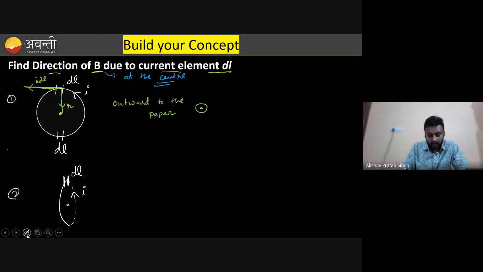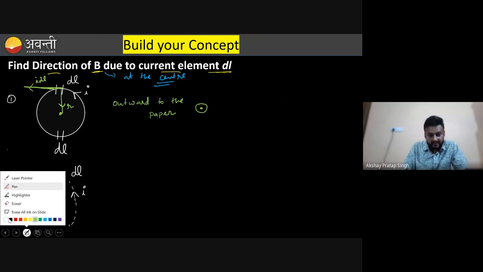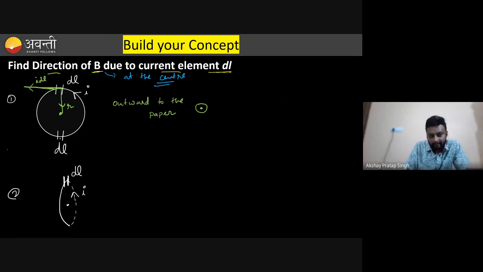Now, it's your turn to get the direction for this second DL. Again, if I say current is flowing in this direction, this is given. Now draw a tangent. This is IDL. Second step is draw a position vector starting from DL. Join the point where you want to calculate the field. So this is R.